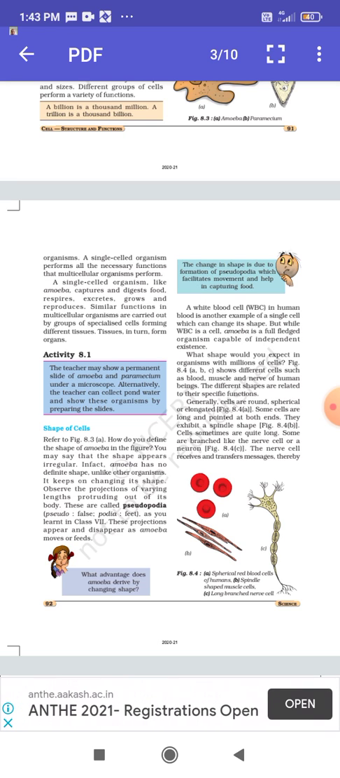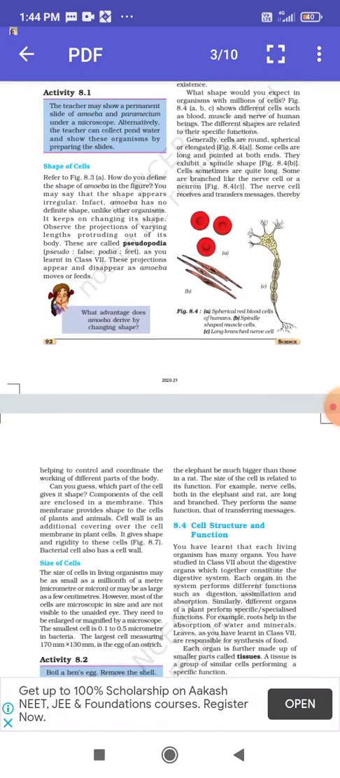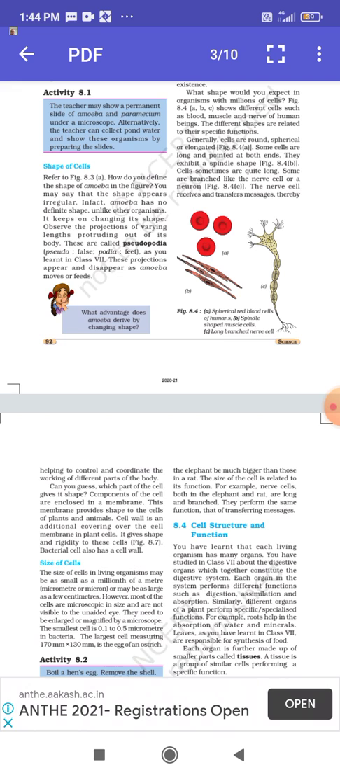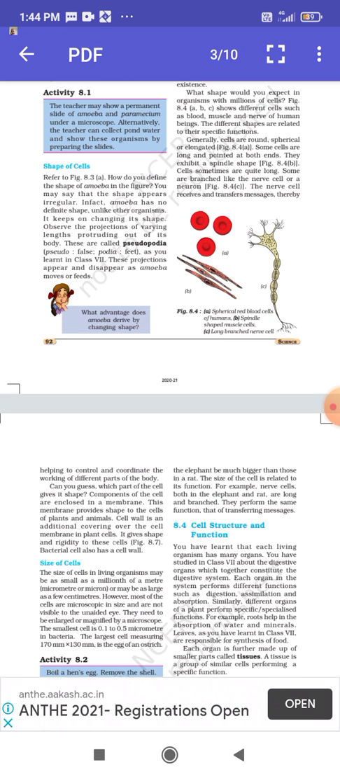Generally cells are round, spherical or elongated. Some cells are long and pointed at both ends. They exhibit a spindle shape. Cells sometimes are quite long, and some are branched like nerve cells or neurons. The nerve cells receive and transfer messages, and therefore help to control and coordinate the working of different parts of the body. Now see students, here an example of a nerve cell is given. Nerve cells are long and branched. What is the main function of nerve cells? They receive and transfer messages. Therefore, they help in controlling and coordinating the various parts of the body.